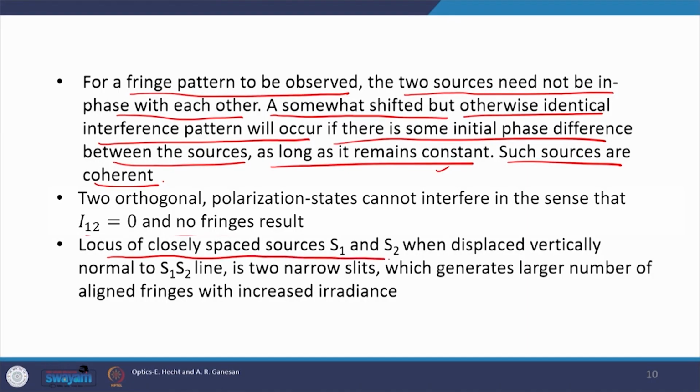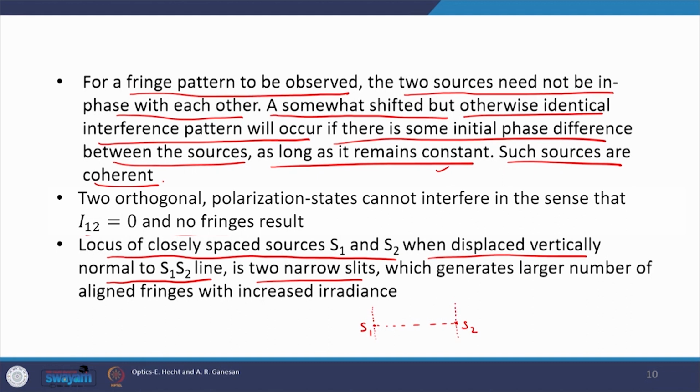Now, the locus of closely spaced sources S1 and S2 when displaced vertically, normal to the S1 S2 line, is two narrow slits. We started with two slits S1 and S2. These were the two slits and this is the line joining the two slits. Now, if we shift the position of these two point sources S1 and S2 along a line which is perpendicular to the line joining S1 and S2, then these points will either go up in this direction or in this direction.